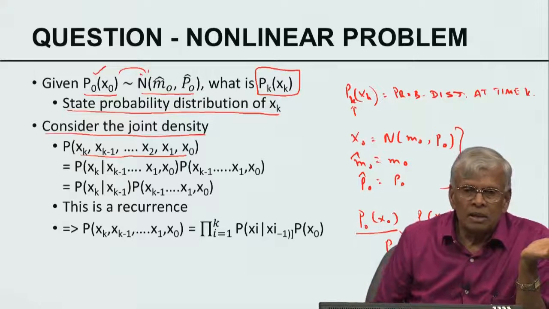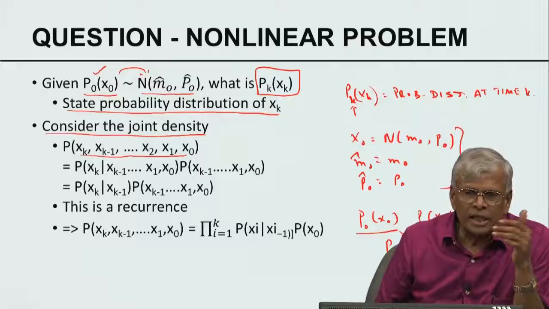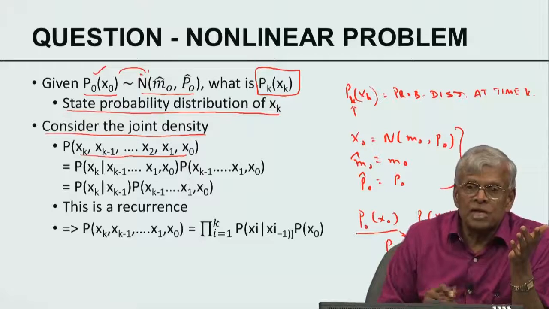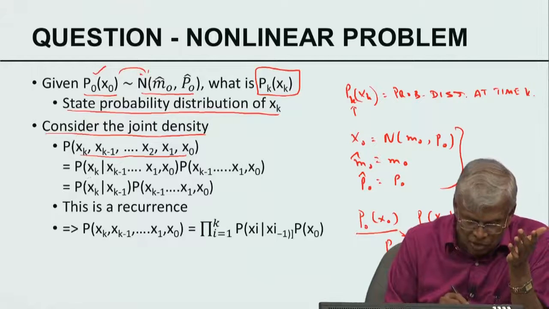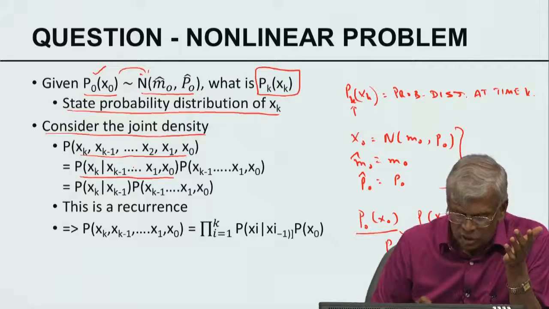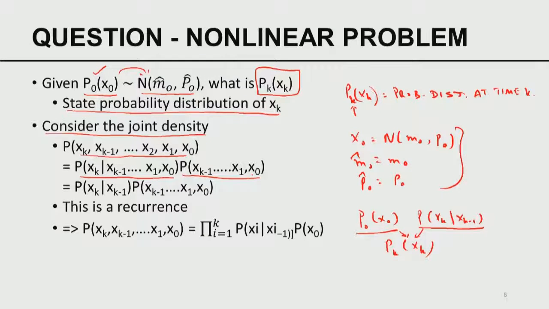Using a simple conditional probability, I can express the joint density as the product of another joint density and a conditional density. So this is p of xk given xk minus 1 through x naught, times p of xk minus 1 through x naught. So conditioned on the knowledge from x naught to xk minus 1, I can split this into a product of these two. But I have already assumed the process is Markov. So knowing xk minus 1, I do not have to know how I got to xk minus 1.